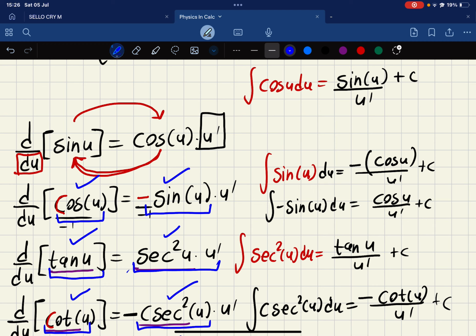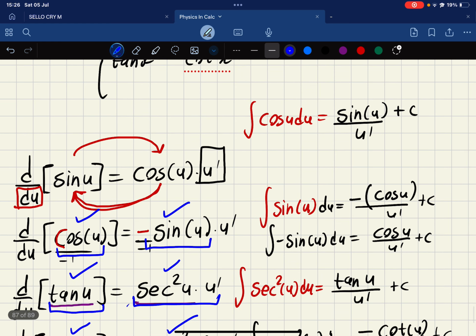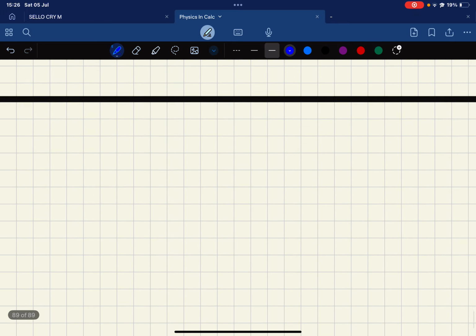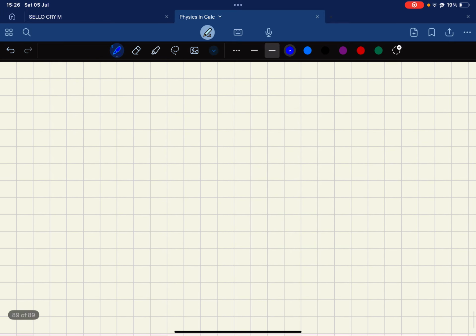No, it is wrong. Because the integral of cos u is positive sine u, not negative sine u. That's the derivative. Even here, the integral of cos u is sine u. That does not mean that the integral of sine u is cos u. No, the integral of sine u is negative cos u. That's how it is. So in the next video, we will be doing those kinds of questions.